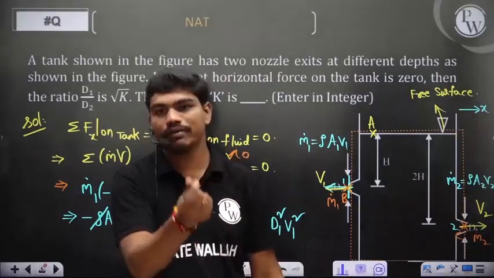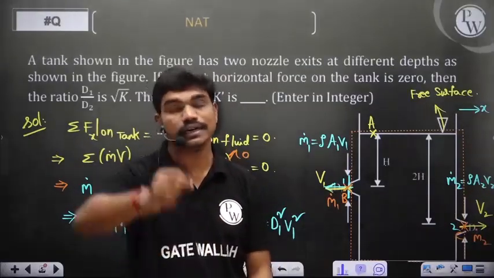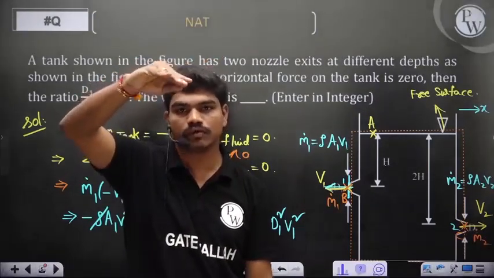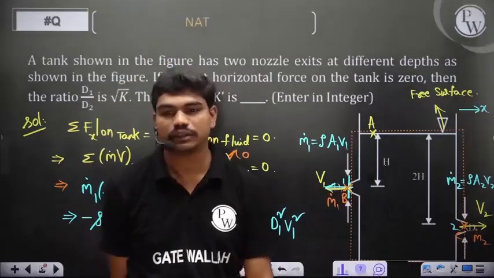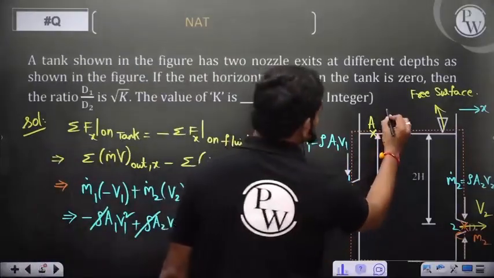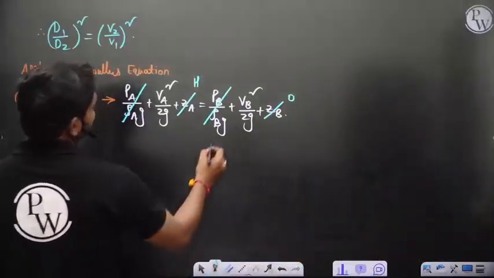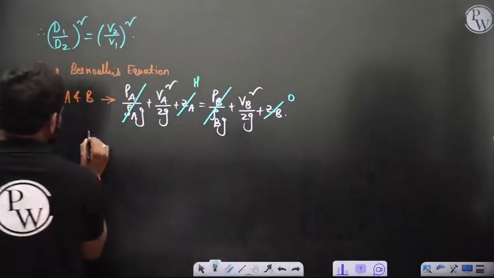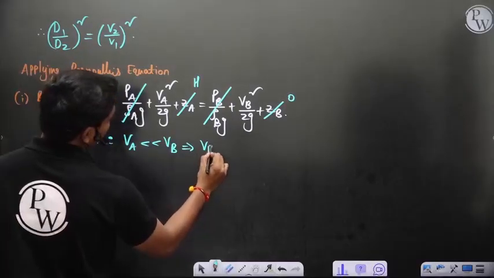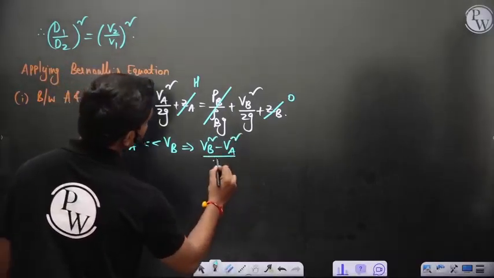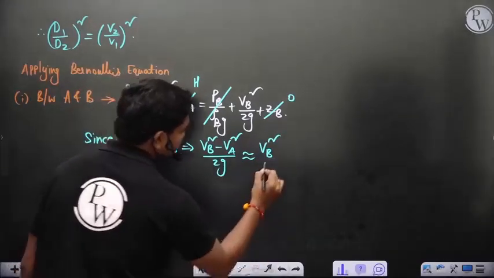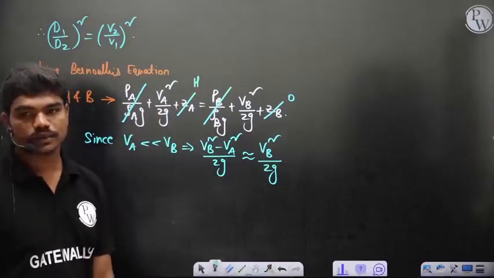Normally this fluid velocity will be like 5 meters per second or 6 meters per second, but the water level in the filter coming down will be like almost 2 mm per second or 1 mm per second. That is very slow, almost hundreds of times lesser. So because of this, we can neglect this VA, since VA is very, very less than VB. This implies VB square minus VA square by 2G is approximated as VB square by 2G actually here.